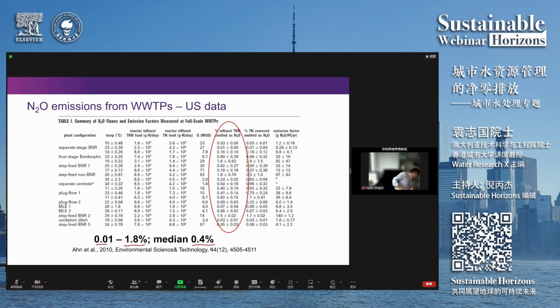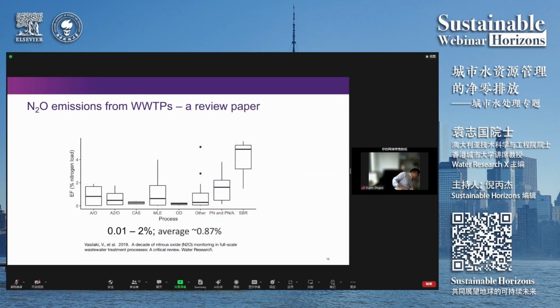That's my personal observation, which needs to be verified. That's the US results. European results are very similar. I think there are 7 plants, ranging from 0.01 to 2%. This is not the median, this is the average, 0.9. So you can see very, very similar results.